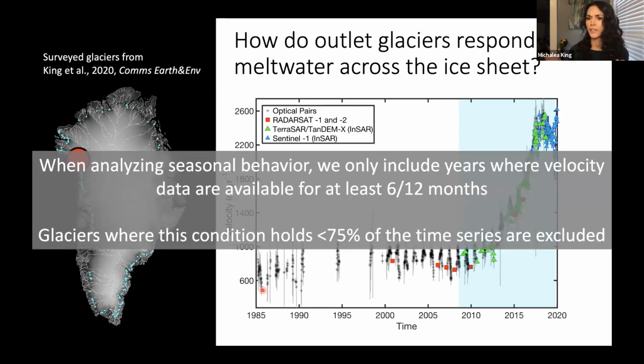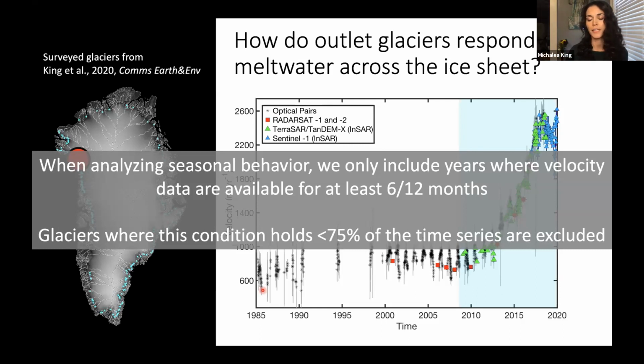And so I have a couple criteria to include data in my analysis. First, a given year has to have an observation for at least 6 out of 12 months. Any less than that, I don't feel confident to say I can resolve this seasonality well if we're only having 5 out of 12 months with observational data. So it has to have at least 6 out of 12 months of data. And then glaciers that only meet this condition 75% of the time are completely excluded.